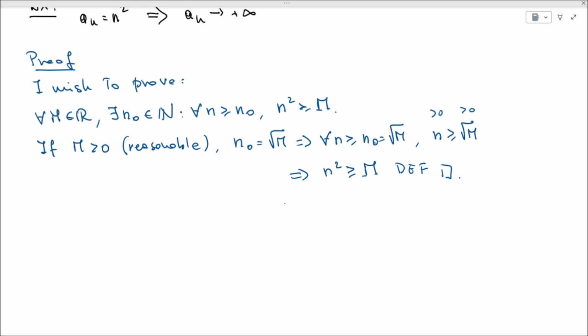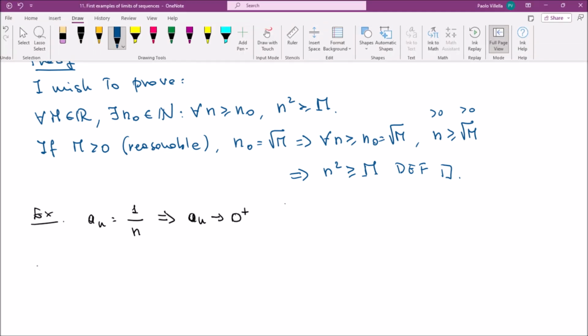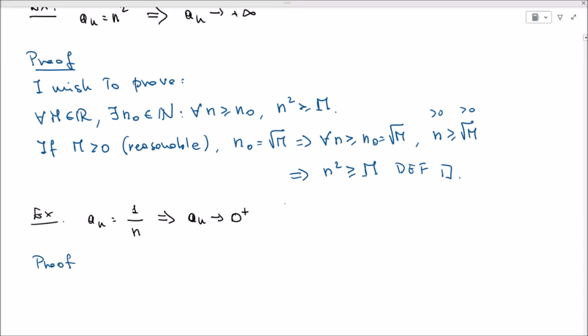Let's take another example. Let's consider a_n equal to 1 over n. So this sequence is defined for n larger than or equal to 1, and it is always positive, but we would like to prove that a_n will tend to 0 plus. Okay, let's attempt this proof. Let's prove this, which seems quite intuitive, right? But we need to prove this, and we will now resort once again to the definition.